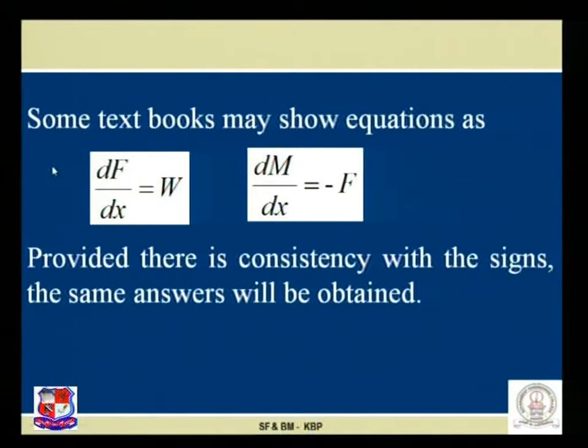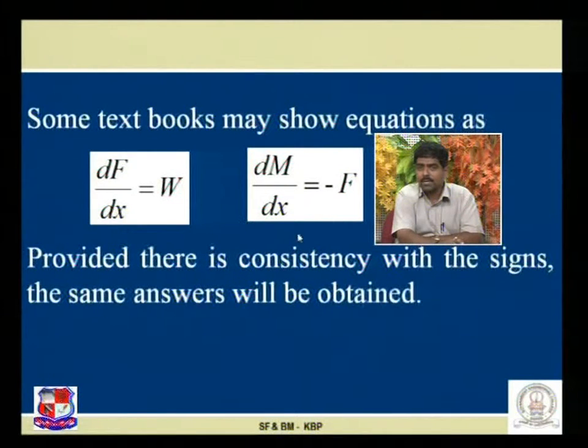Before we go ahead, a student should remember that some textbooks may use the equation dF by dx is equal to plus w, whereas what we achieved is dF by dx is equal to minus w. Also, some textbooks refer to the equation dM by dx is equal to minus F, but we have achieved dM by dx is equal to plus F. Provided there is consistency with the signs, the same answers will be obtained.